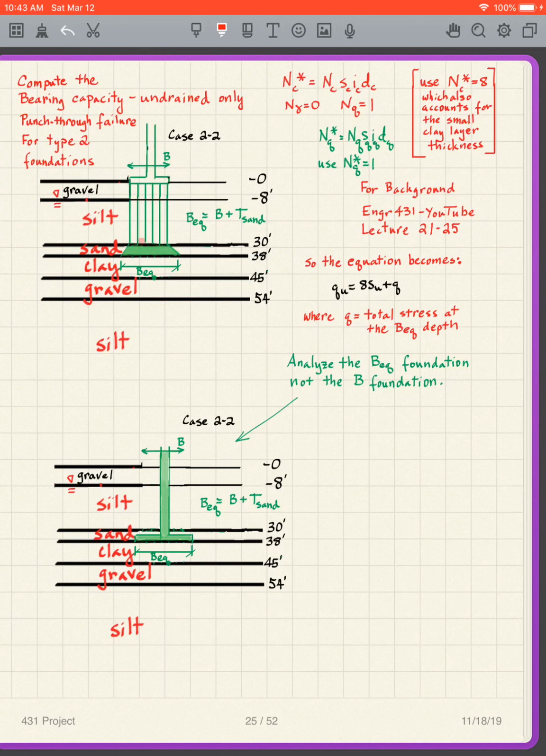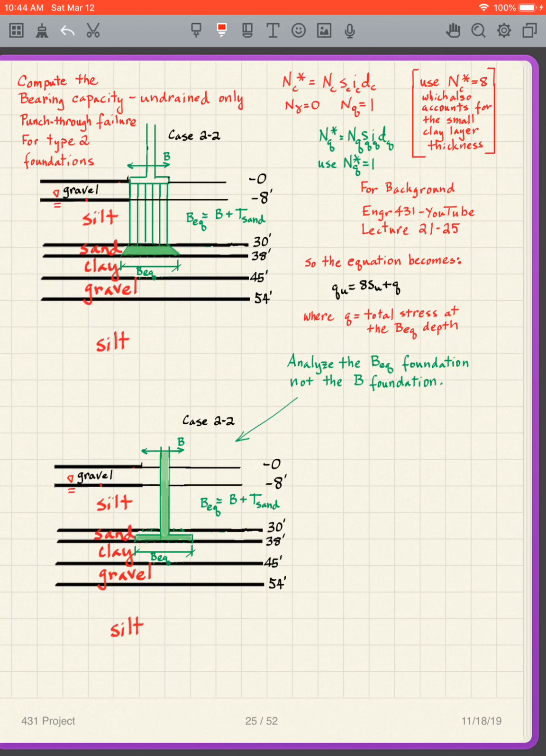It's taking the sand as a block and then causing soil failure in that clay that's below it. The clay is the weaker layer. Now, this is covered, for background information, in Engineering 431 on YouTube, lectures 21 to 25. So those of you who haven't taken that class, you need to review lectures 21 to 25 in Engineering 431.